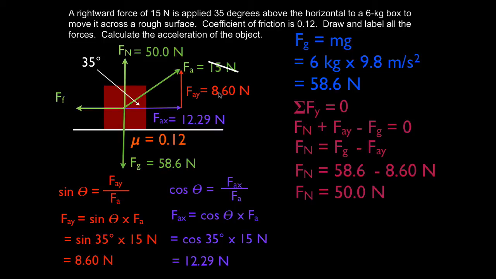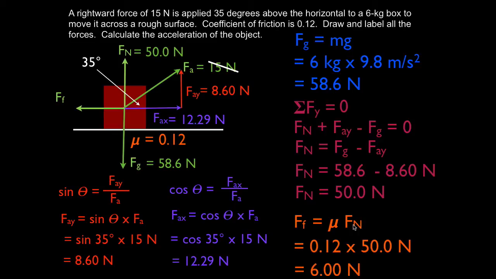Okay, now the last thing we need to calculate is the friction force. The equation for the friction force is mu, the coefficient of friction, times the normal force. We couldn't do this until we found the normal force. So mu is 0.12, coefficient of friction, times 50 newtons, and that tells us that the friction force is equal to 6 newtons. We'll write that in.